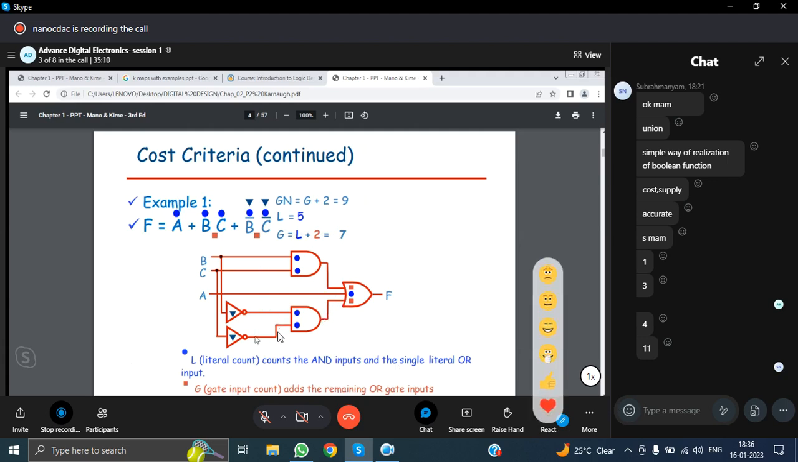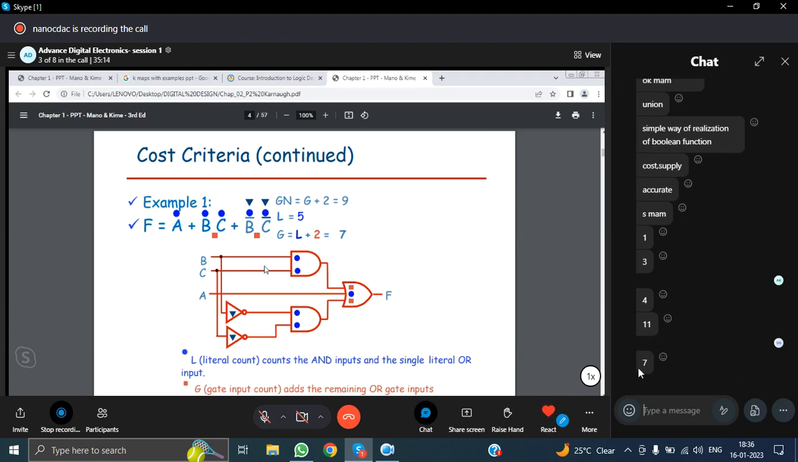1, 2, 3, 4, 5, 6, 7. Okay, look, 1, 2, 3, 4, 5, 6 and 7. Okay, so total, if you are counting the inverters, it will be equal to 9.